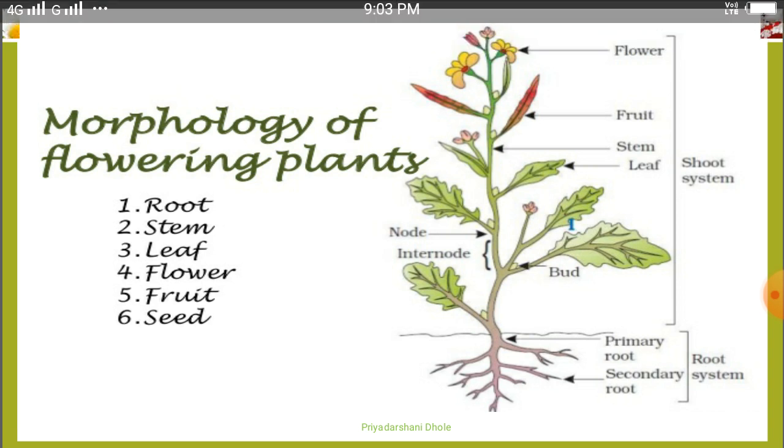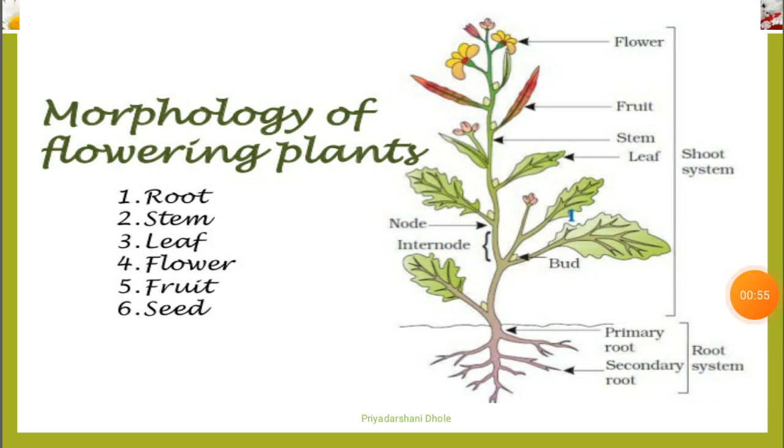Next one is a shoot system. Now, the shoot system consists of stem, leaf, flower, fruits, and seeds. Again, there are successive points where the leaves come out, which is called a node, and the space between these successive nodes is called an internode. Now, next part is a leaf. Then green color stem is there. After that, flowers, and last one is a fruit and seeds. These are the parts of flowering plants.